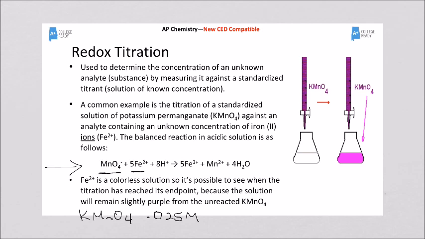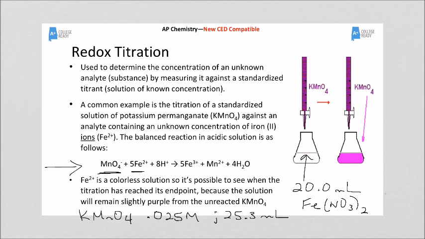And we were told that during the course of the titration, it took 25.3 milliliters from the burette for the reaction to occur. So here's our information about our potassium permanganate solution. Now, we were also told that initially only 20 milliliters, and they said it was an iron II nitrate solution. So we used 20 milliliters of that.